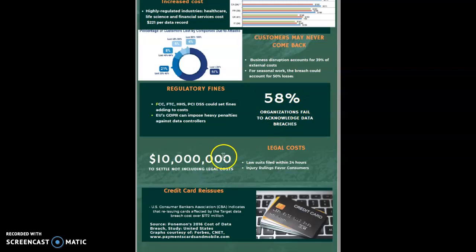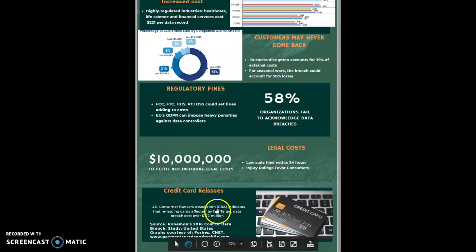Going down is legal cost. I highlight here the $10 million. But also, as you look over here, it shows quickly that lawsuits are filed within 24 hours. So not only are you dealing with the cost of these data breaches, you're also dealing with legal costs.